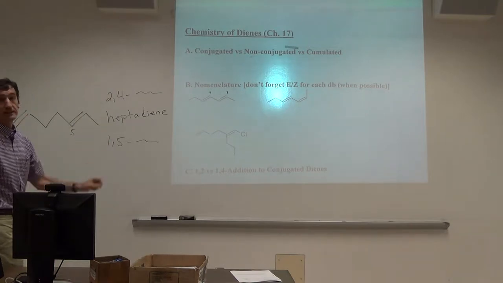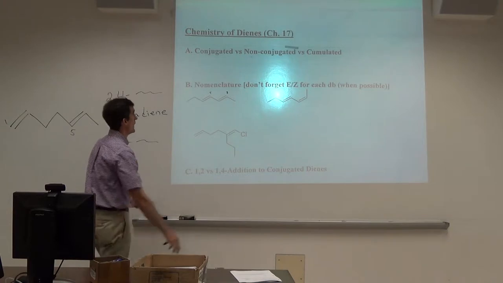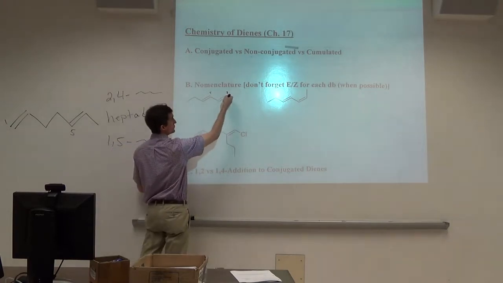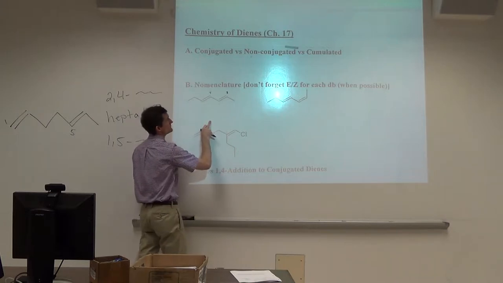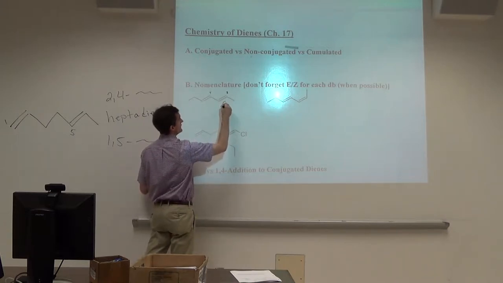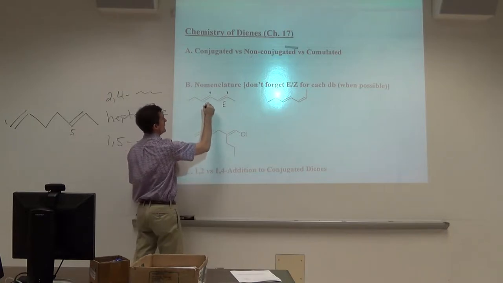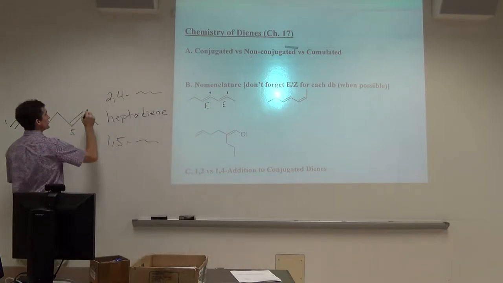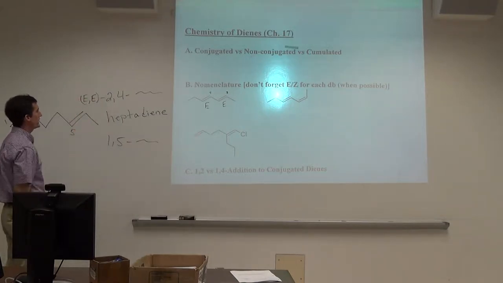We have E or Z. Don't forget that when possible. Is the two double bond E or Z? E. E for opposite, trans. How about this one? E. Yes. So the first one would be E, comma E, 2,4 heptadiene.